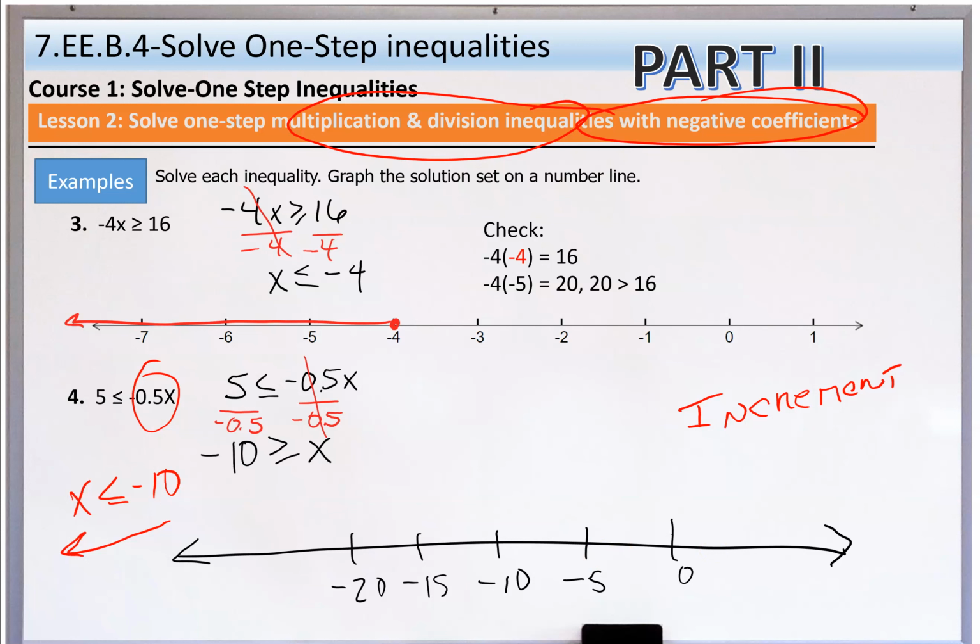So I put my 0 to the far right, knowing that most of my answer is going to be to the left. So now I include negative 10 and anything less than negative 10. You don't have to put 0 in the middle, and you can pick your own increments.